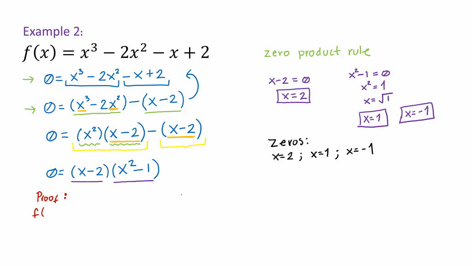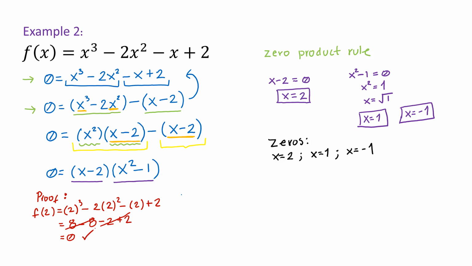When x equals 2, the function is the cube of 2 minus 2 times the square of 2 minus 2 plus 2. The cube of 2 is 8. The square of 2 is 4 times minus 2 is minus 8. Minus 2 plus 2. 8 minus 8 is 0, and minus 2 plus 2 is 0. So this equals 0, and that means that the 2 is a 0 of the function.